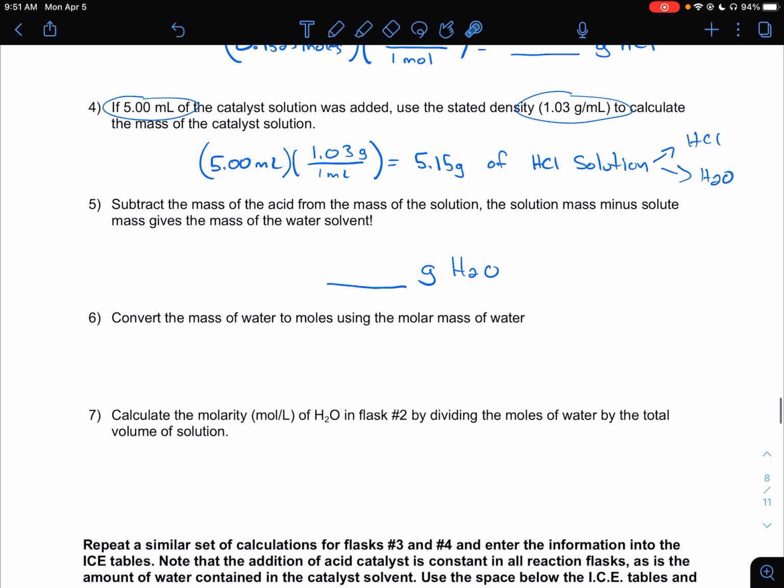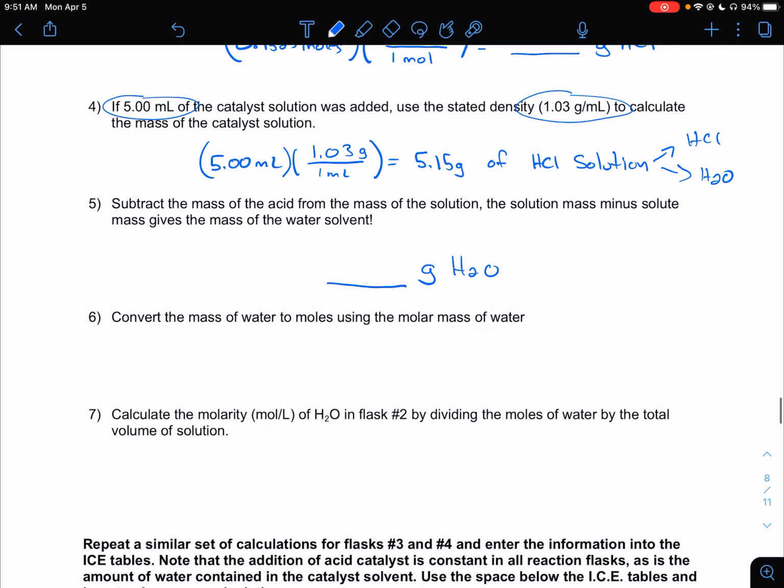Once you have the grams of water, we can go to moles of water. This is just going to be using the molar mass. So again, we're going to have the same grams of H2O. Let's go ahead and go to moles. So divide by our molar mass, 18.01 grams per 1 mole, and we're going to be given moles of H2O.